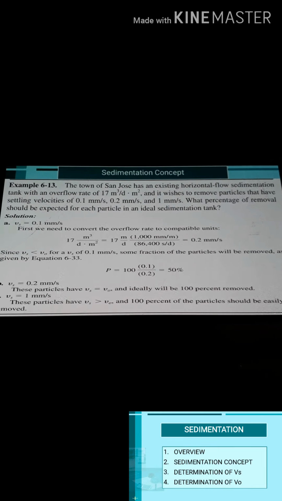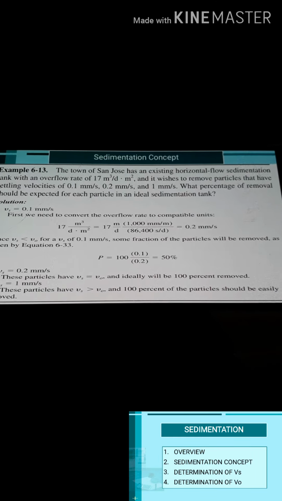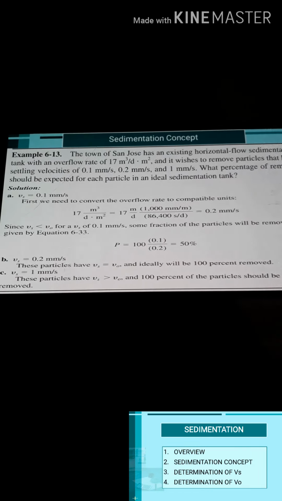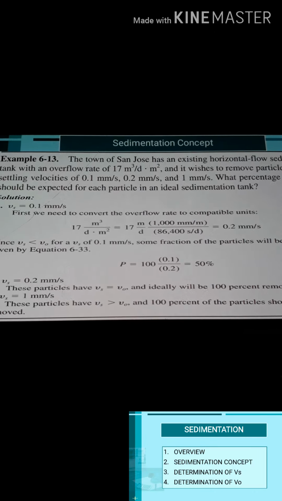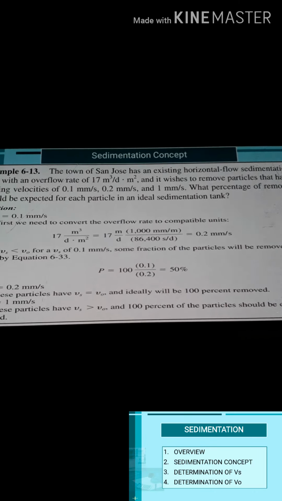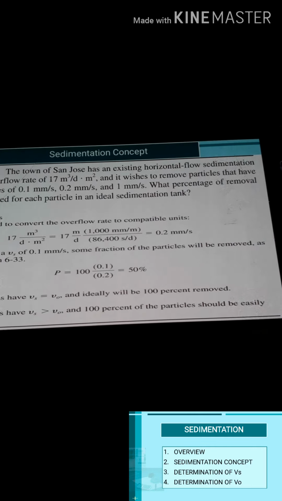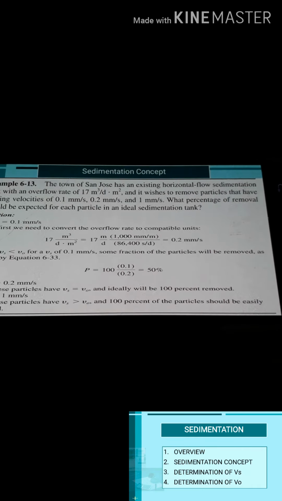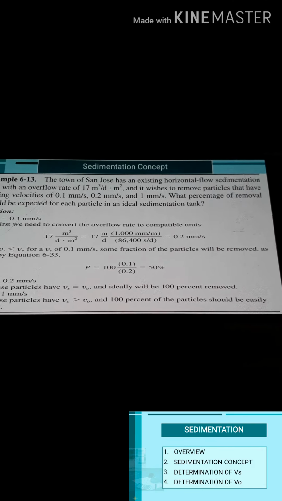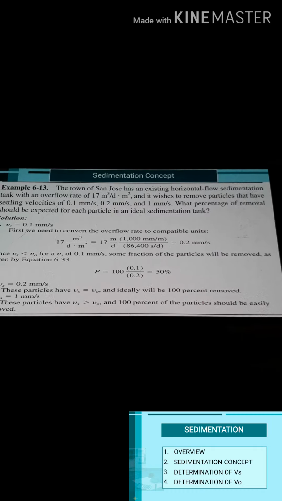The town of San Jose has an existing horizontal flow sedimentation tank with an overflow rate of 17 meter cubed per day times meter squared, and it wishes to remove particles that have three different settling velocities. The first one is 0.1, the second is 0.2, and the third is 1 millimeter per second. The question now is, what percentage of removal should be expected for each particle in an ideal sedimentation tank?